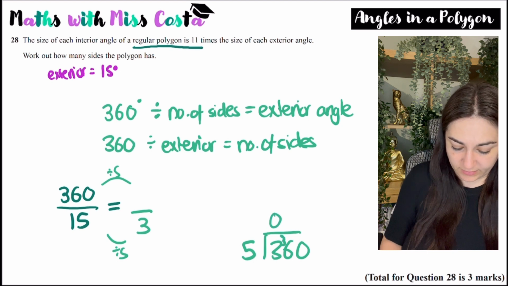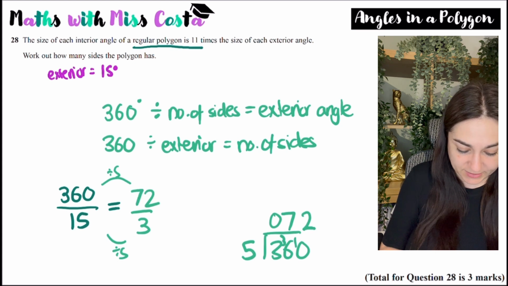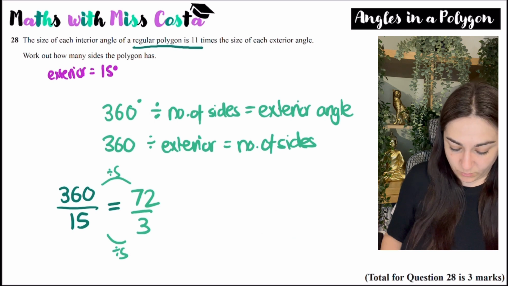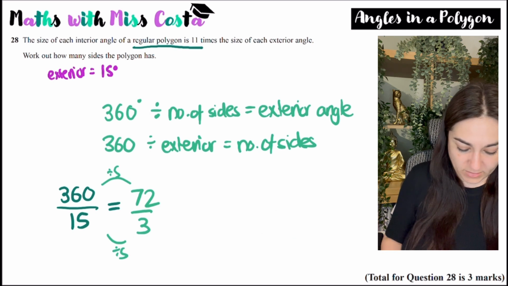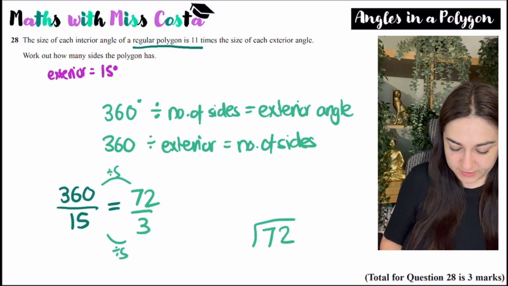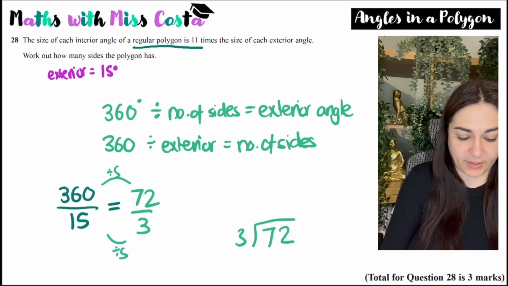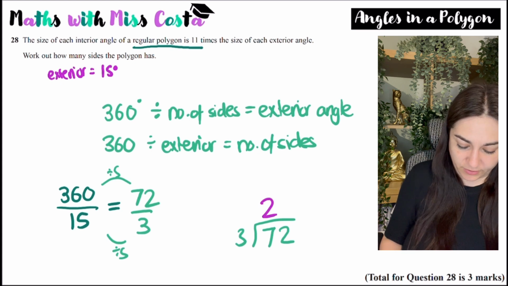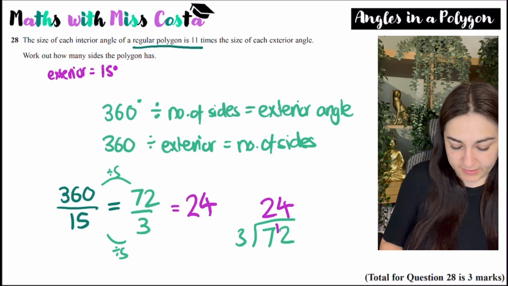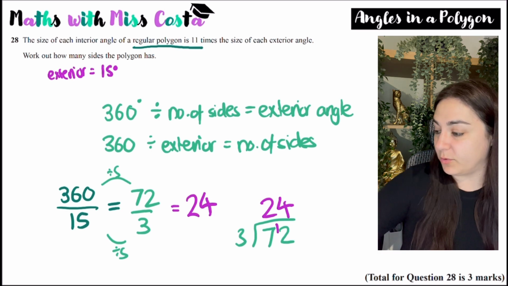5's into 3, you can't do. 5's into 36 go 7, remainder 1. 5's into 10 go twice. So that would be 72 divided by 3. And once again, you can do that. So 72 divided by 3, 3's into 7 go twice, remainder 1, 3's into 12 go 4. So that would be 24 sides.